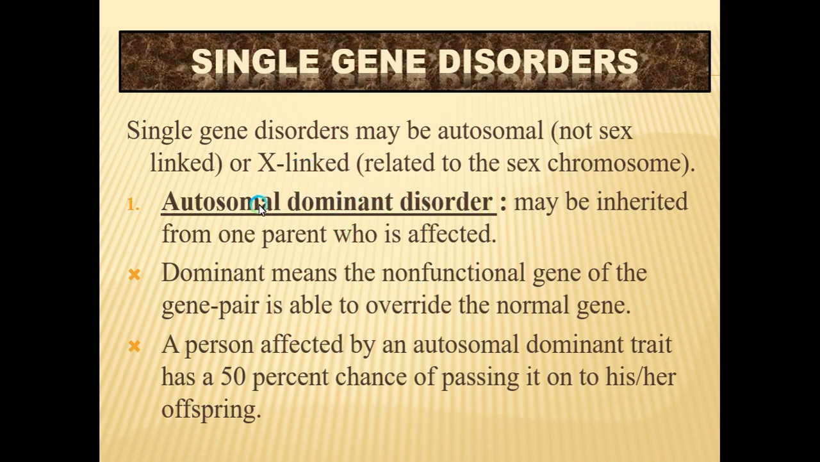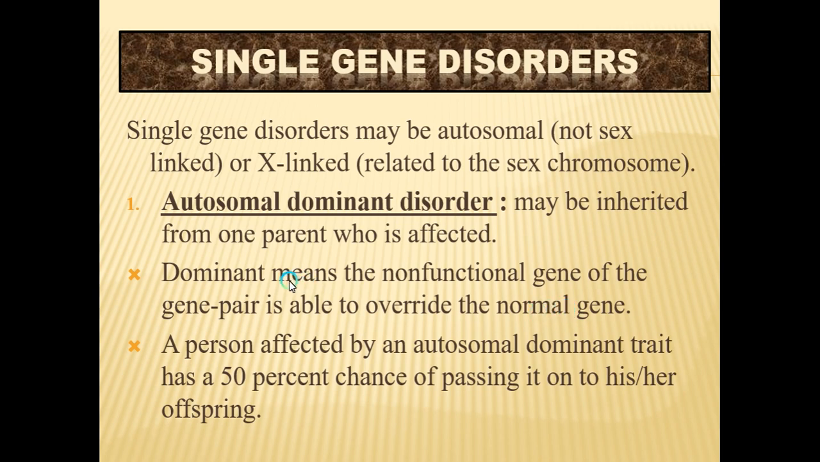Autosomal dominant disorder may be inherited from one parent who is affected. One parent is normal, one parent is affected. Even if one parent is affected, the disease can occur. Dominant means the non-functional gene of a gene pair is able to override the normal gene.